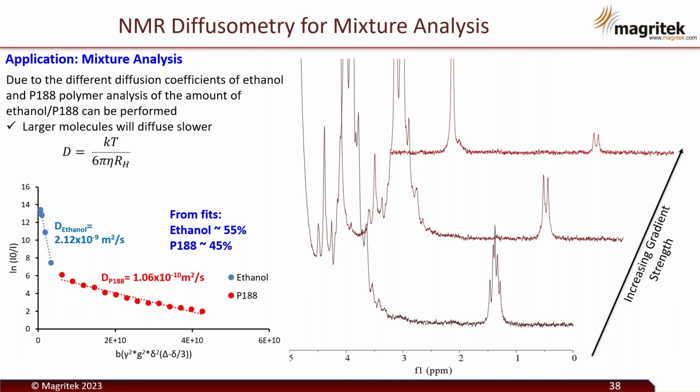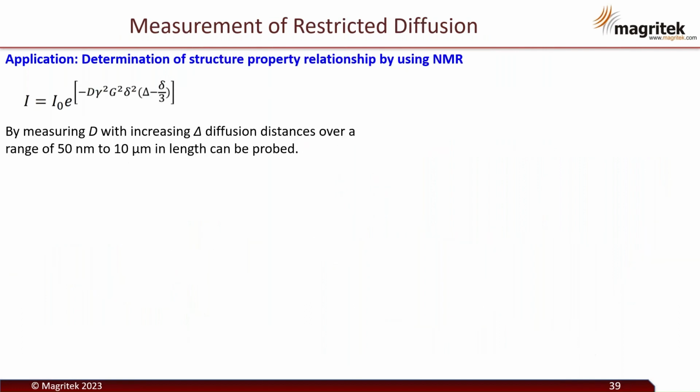So from this particular mixture analysis, now we'll hop into the last topic of this webinar, which is the measurement of restricted diffusion to determine structure-property relationships using NMR. So from this, let's bring back that Stejskal-Tanner equation.